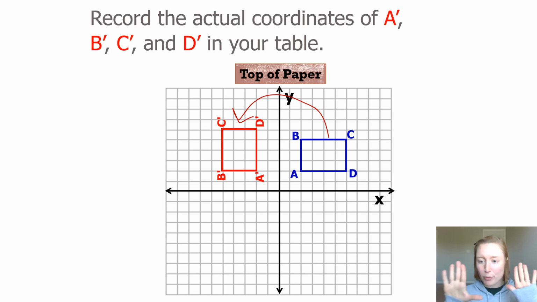So now we're going to record the actual coordinates. With our paper rotated back to the front, we're going to record the coordinates of A prime, B prime, C prime, and D prime in our table. So now you'll notice that my y and x-axis are back to normal, right? They were the way they were when we started. So there's my y-axis and my x-axis. So now I have my A prime at (-2, 2), right? My B prime is at (-6, 2). Go through and record those and pause if you need a minute.